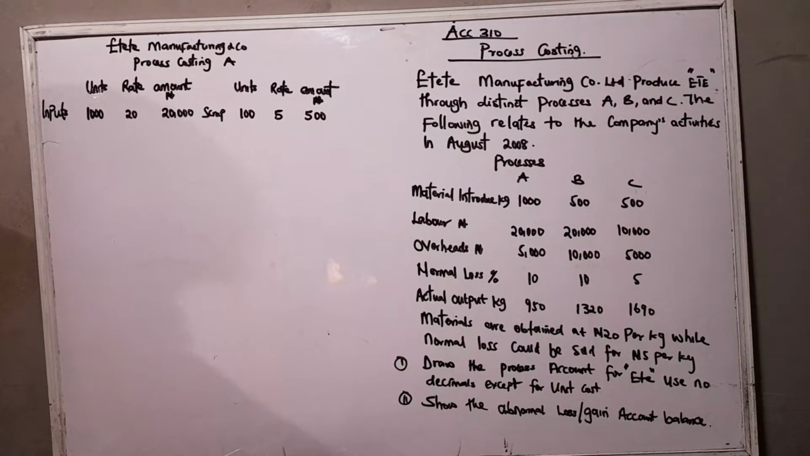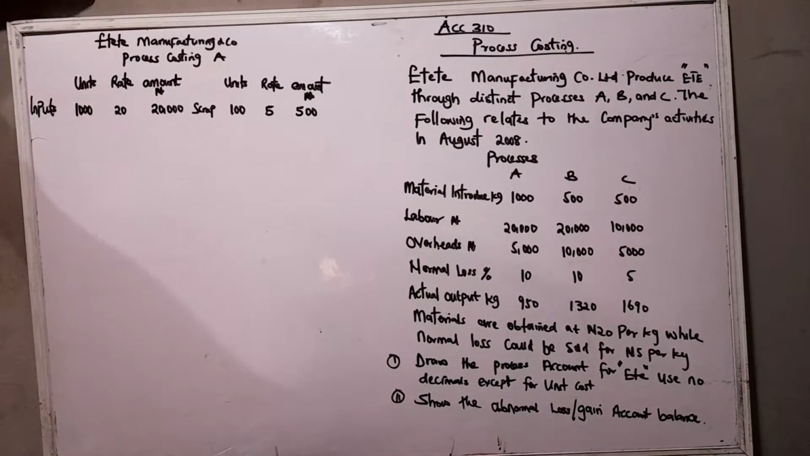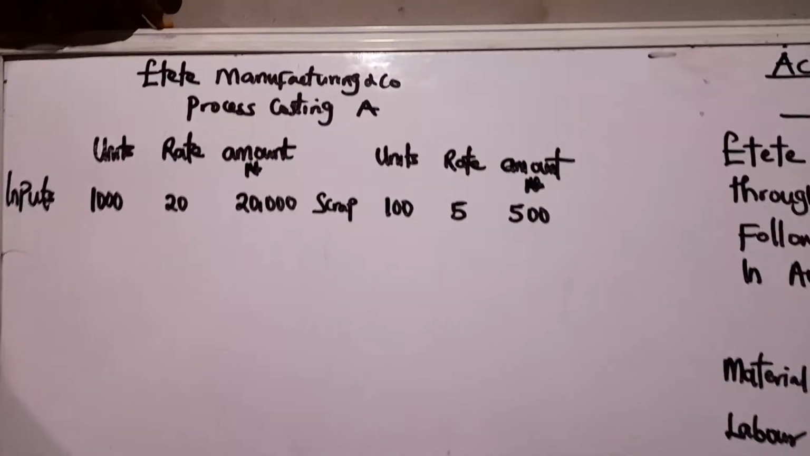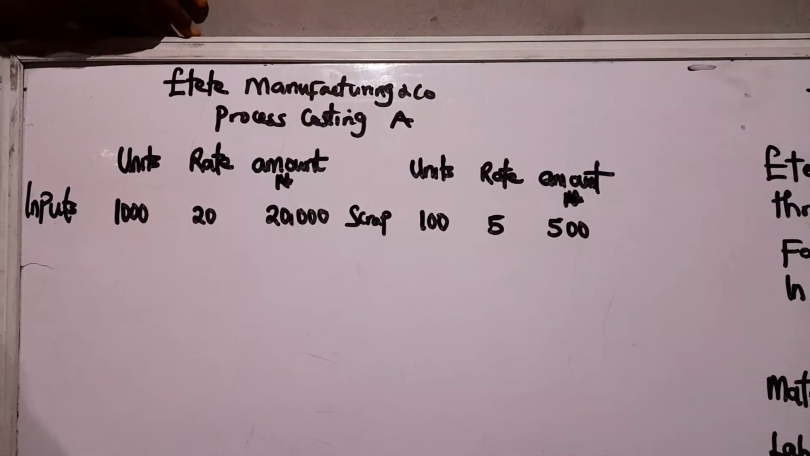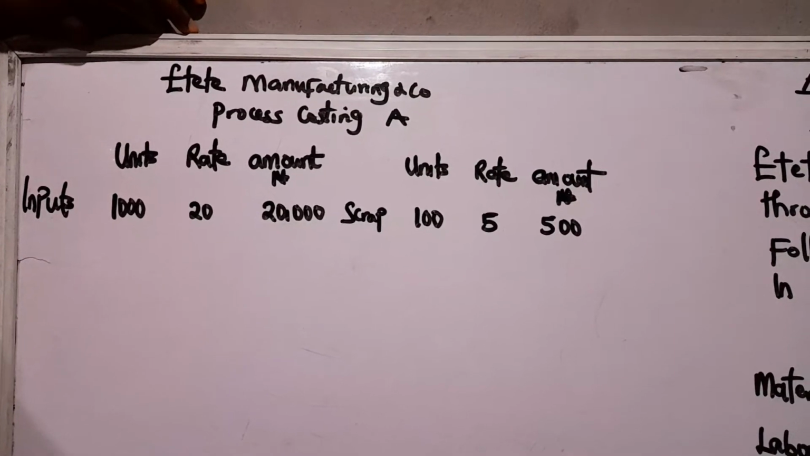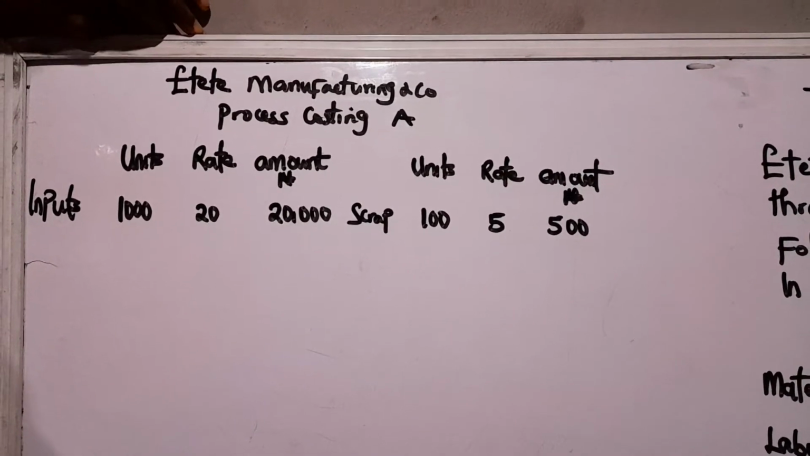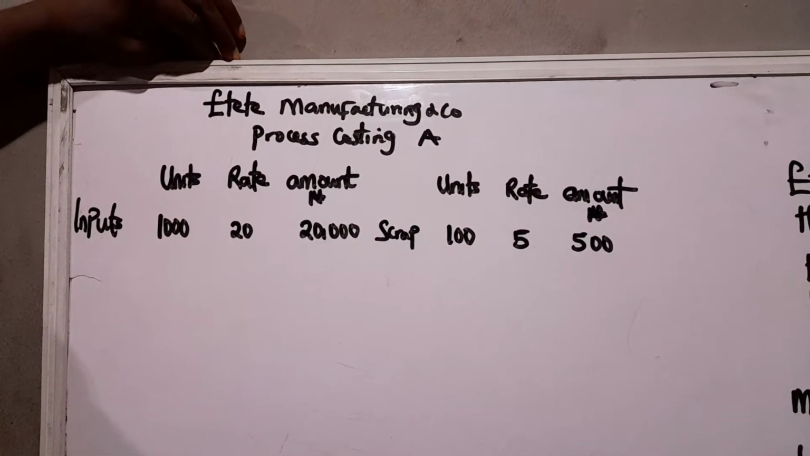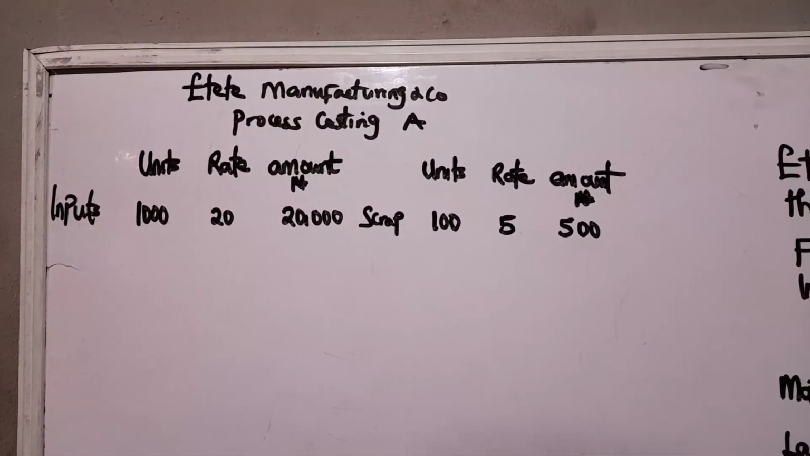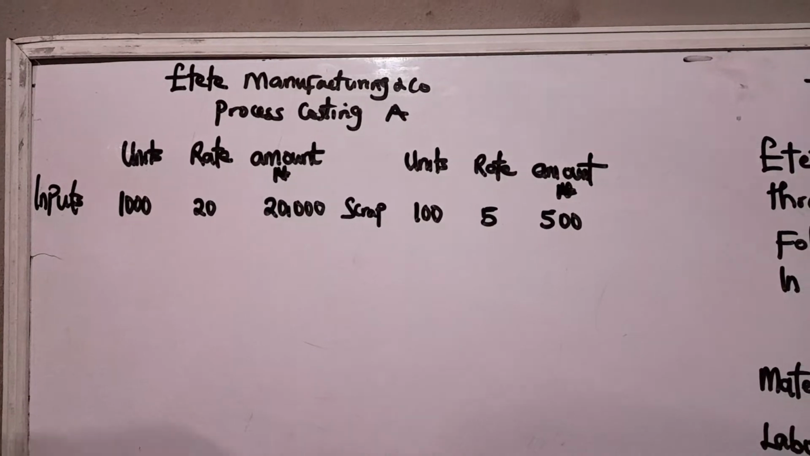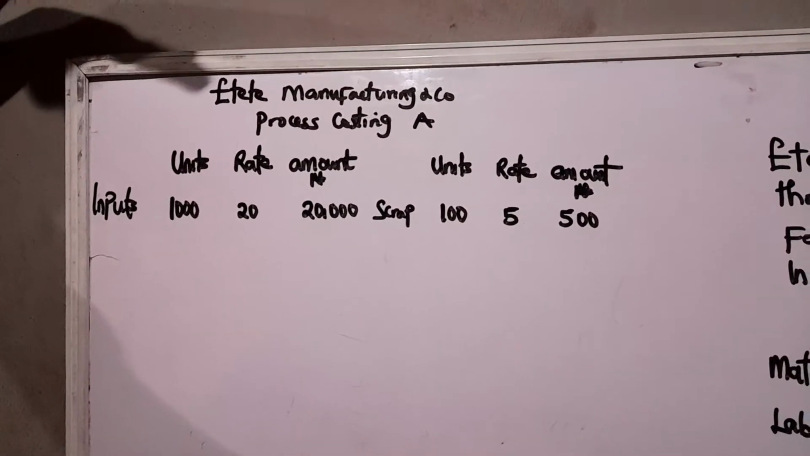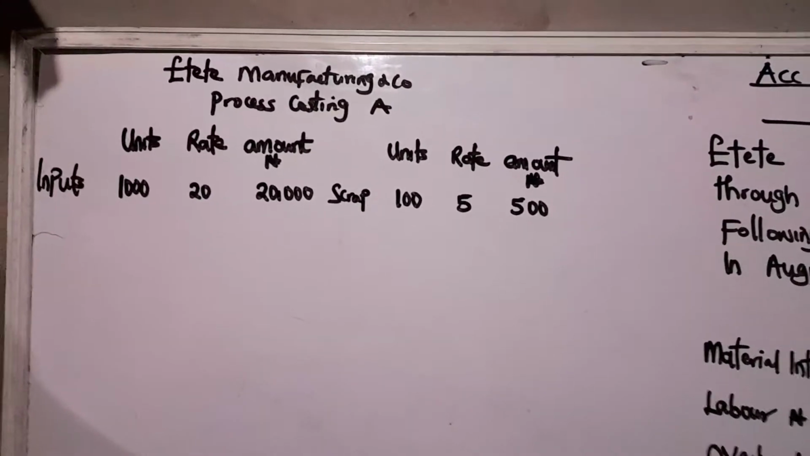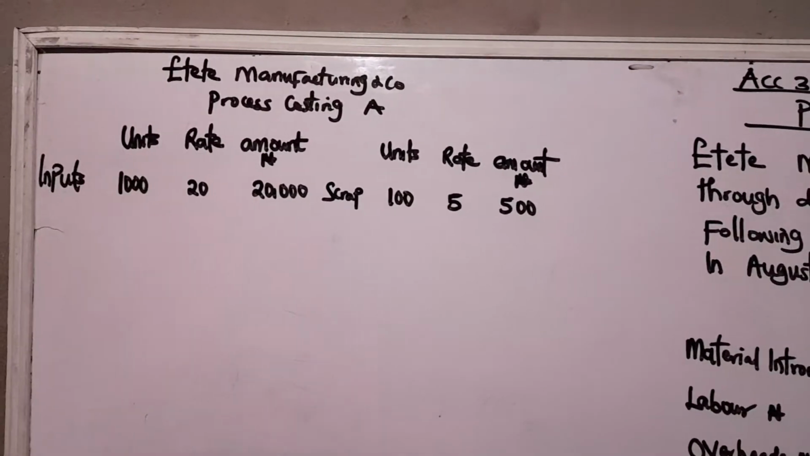So today we'll be looking at process costing. In my first video, I explained what process costing is, what normal loss is, what scrap is, abnormal loss, abnormal gain, and what waste is. But today we'll be taking a question that has process A, process B, process C without WIP.